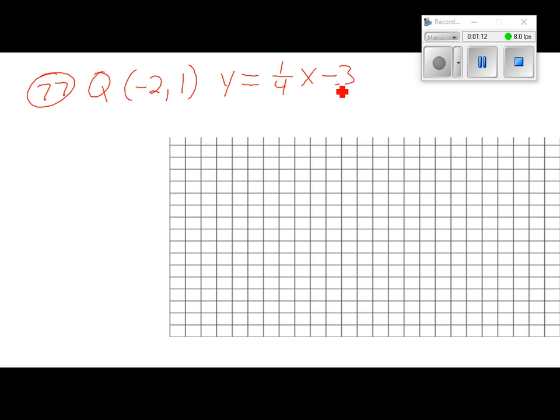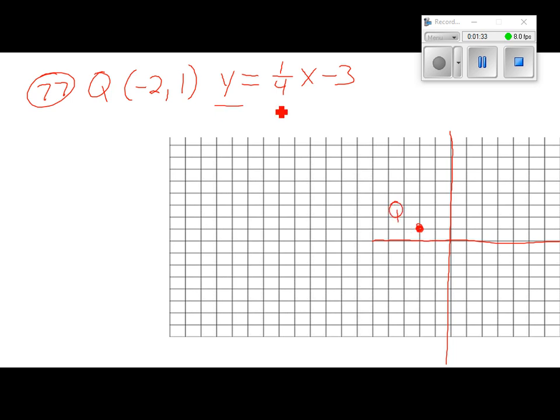Let's see, what all do we need here? I'm actually going to draw my graph way over here, and just draw a little graph so I can have more space to write out other stuff. We graph -2, 1 first. Go over -2, up 1. That's point Q.